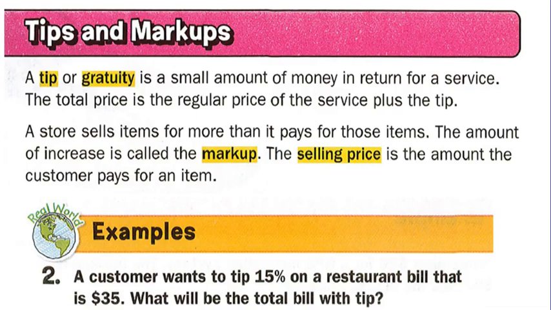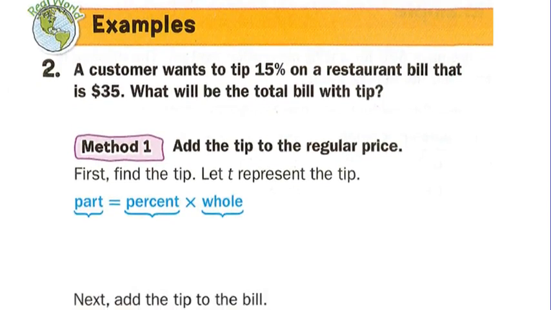A store sells items for more than it pays for those items. The amount of increase is called the markup. The selling price is the amount the customer pays for an item. So the way a store makes money is a store buys a product from someone and then they sell it to you at the store. Well, the only way they can make money is if they sell the product to you for more than what they bought it for. So to determine how much they mark the price up, they calculate what we call the markup. Makes sense. All right. Once they've marked their item up, the selling price is what they sell it to you for, and that's how they make money. So let's look at a few examples here.